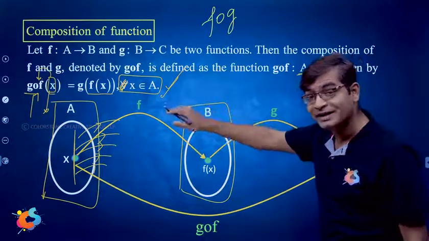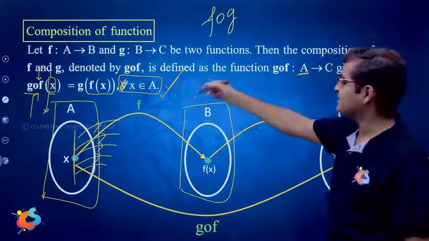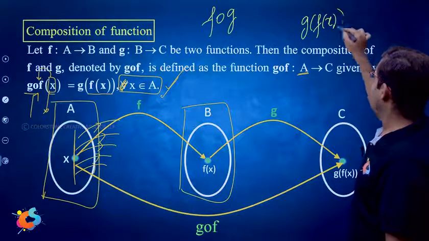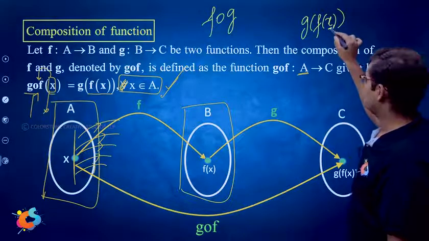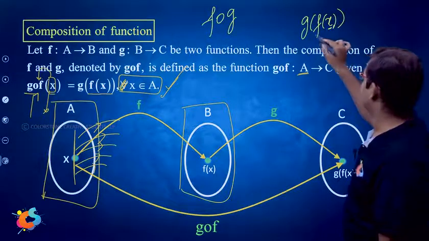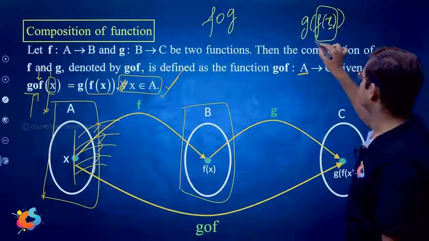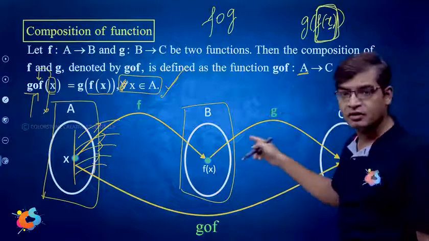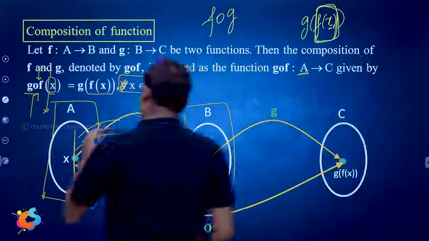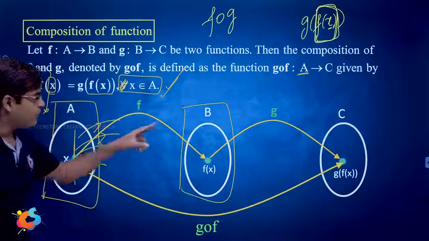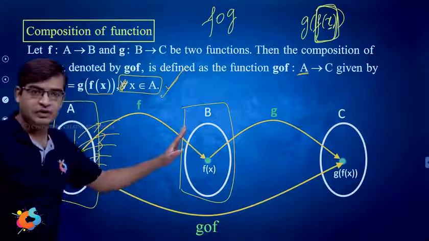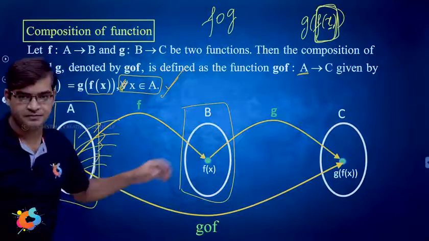On what will it depend? Very simple. If you are having g of f of x, x should come from the domain of f. Next, whatever is the codomain of f, that should be the domain of g. So if the codomain of f is the domain of g, whatever are the outputs of f will be in the domain of g.